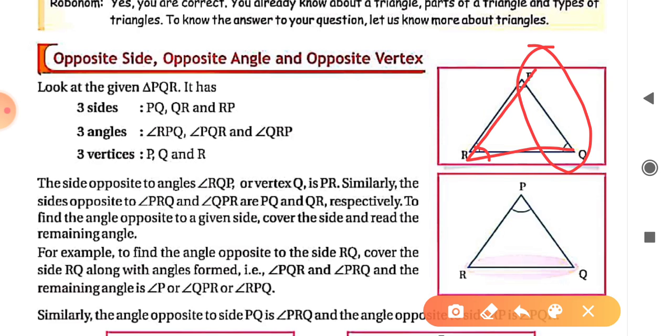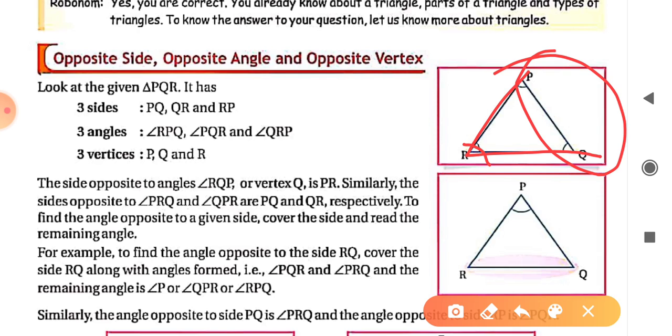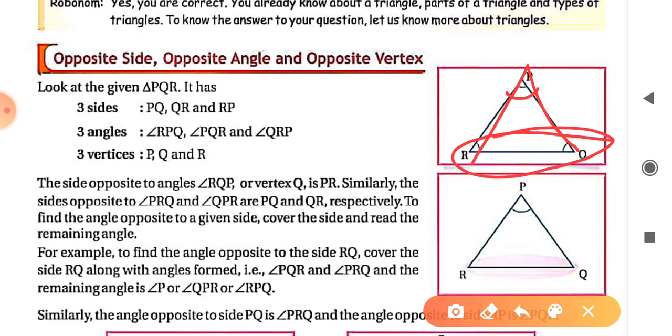We will not take adjacent sides. The adjacent sides of angle PRQ are PR and RQ. These are the adjacent sides, but we have to take the opposite side. The opposite side of angle PRQ is PQ, which is not adjacent. Similarly, we can find the opposite side of angle RPQ, this angle, and the opposite side of this angle is RQ.